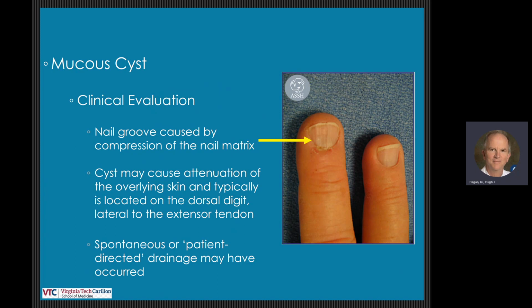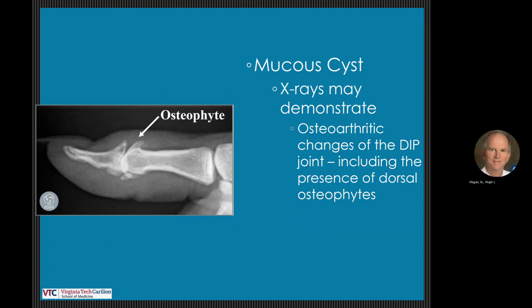Spontaneous or patient-directed drainage may have occurred, as in, I used a needle that I sterilized with a match. Sometimes these patients will present with an infection. When you get an x-ray of a patient with a mucus cyst, more often than not, there'll be some degree of osteoarthritic change in the DIP joint. Usually there'll be some osteophytes present.